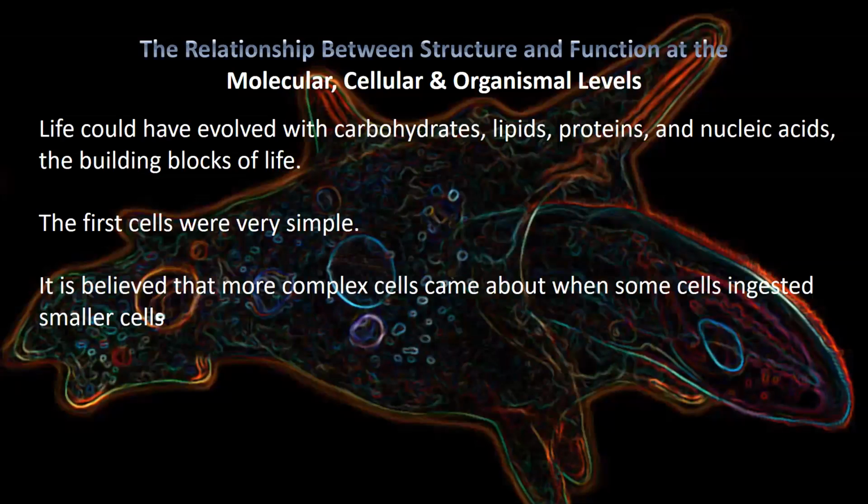Carbohydrates, lipids, proteins, and nucleic acids are the building blocks of life. With the presence of these molecules, the first cells could have easily formed. The first cells were very simple. It is believed that more complex cells came about when some cells ingested smaller cells. Over time, multicellular life forms, organisms with tissues, organs, and organ systems, evolved. Complex organisms contain many specialized cells that are perfectly fit for their jobs.